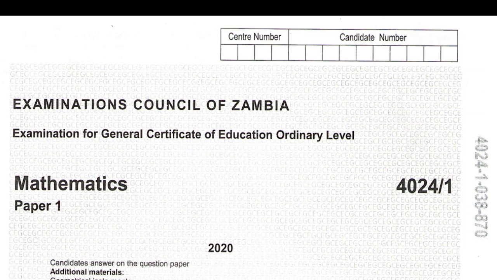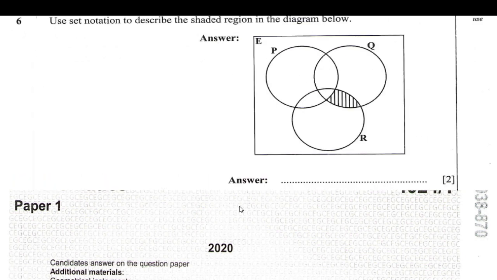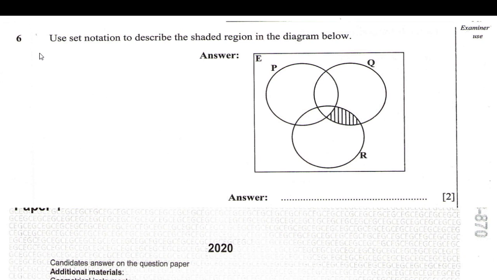Let us look at one example, as we conclude, of a question from the topic sets. This example comes from the 2020 Examinations Council of Zambia, Examination for General Certificate of Education Ordinary Level, which is GCE. Let's see the question. Question number 6. Use set notation to describe the shaded region in the diagram below.